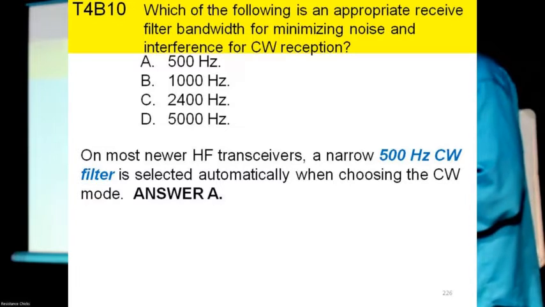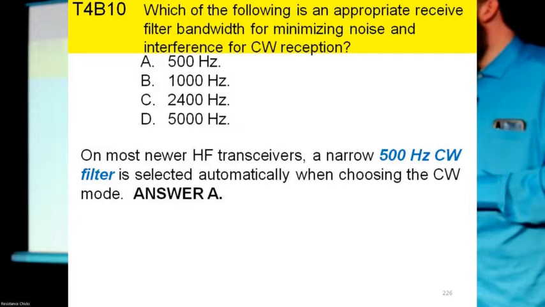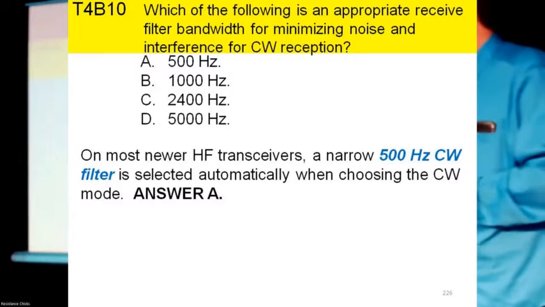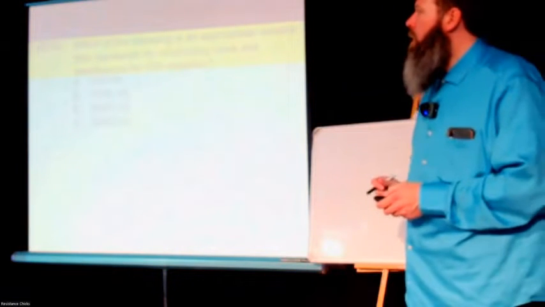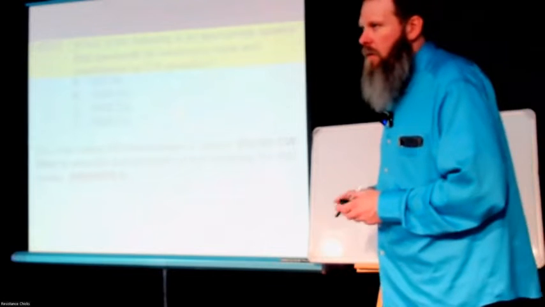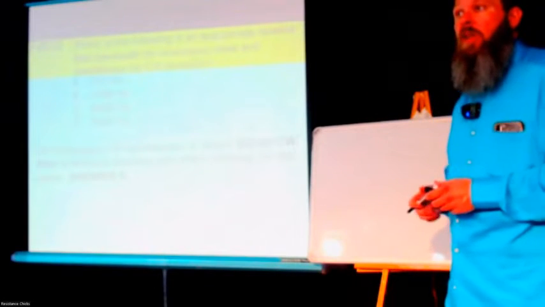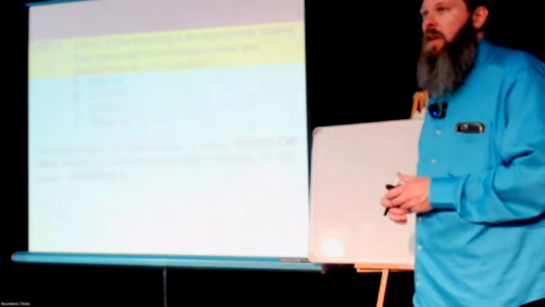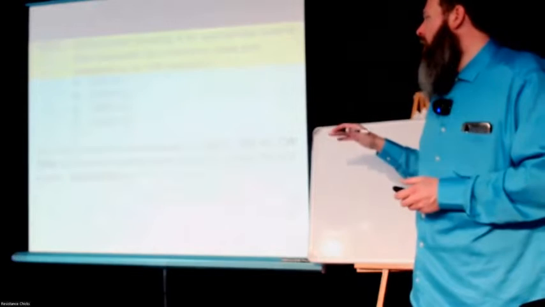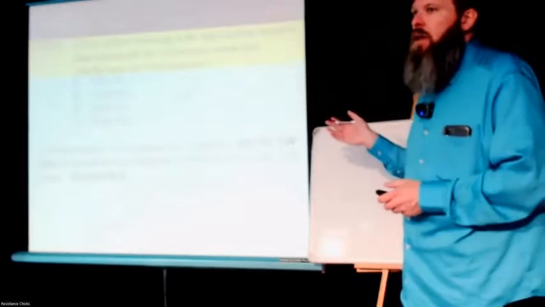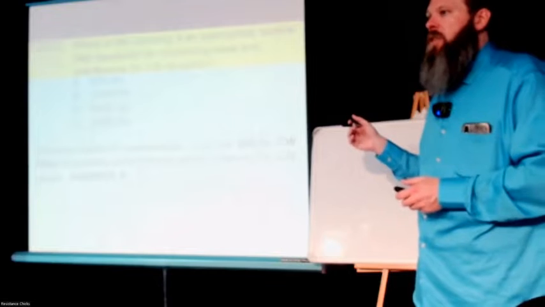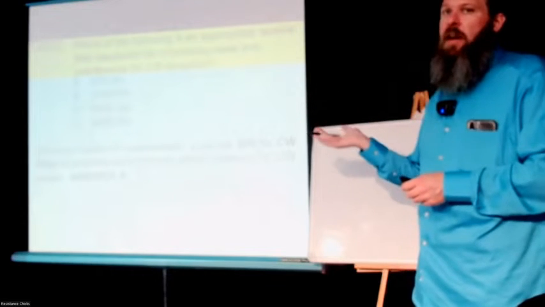Which of the following is an appropriate receive filter bandwidth for minimizing noise and interference for CW reception? Okay, anybody? We should be able to deduce that. 500 hertz, okay? Why is it 500? Shouldn't it be something smaller since CW only requires 150? Well, yeah, it's not an option. And ultimately, that interference may not be from a CW signal. It could be another type of signal. And so we just need to narrow it up enough to eliminate that other type of signal.